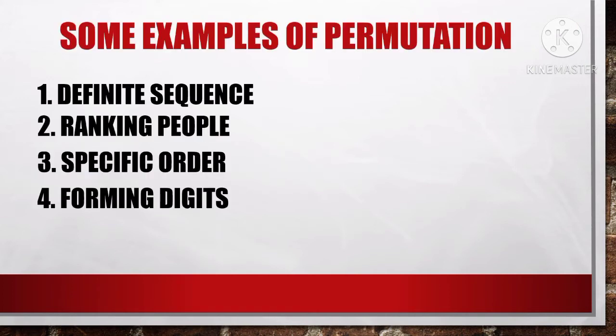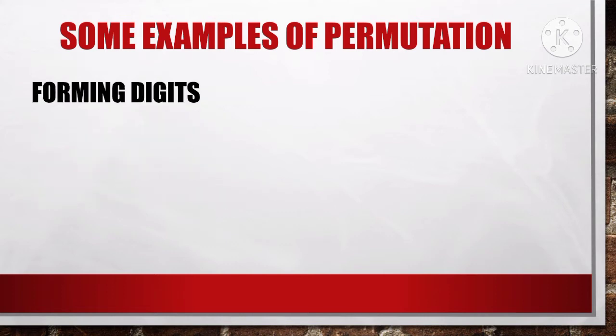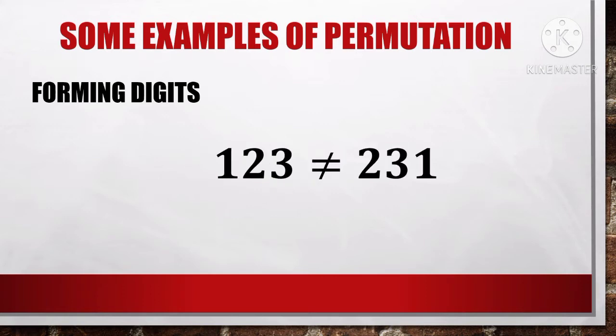Okay, fourth example of permutation is forming digits. Ano tong forming digits? Halimbawa, may numero kang 1, 2, 3. So, 1, 2, 3 is not equal to 2, 3, 1.